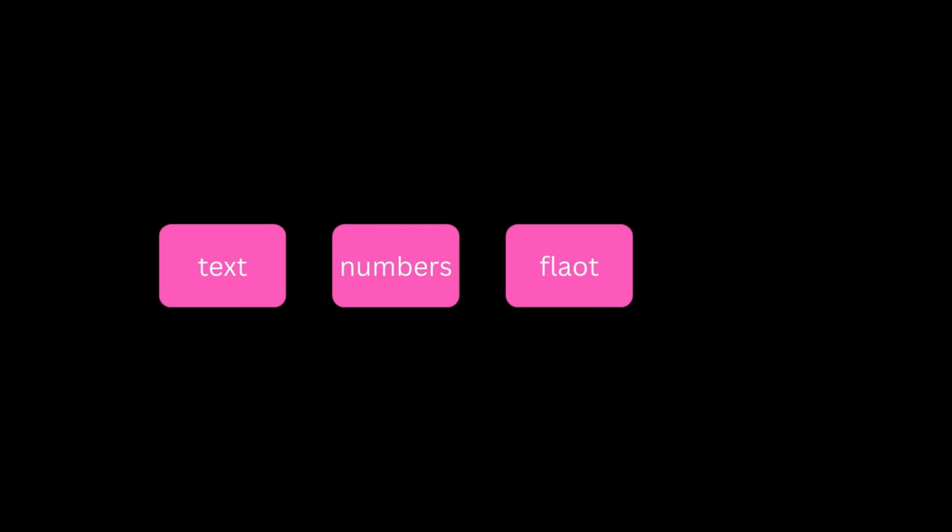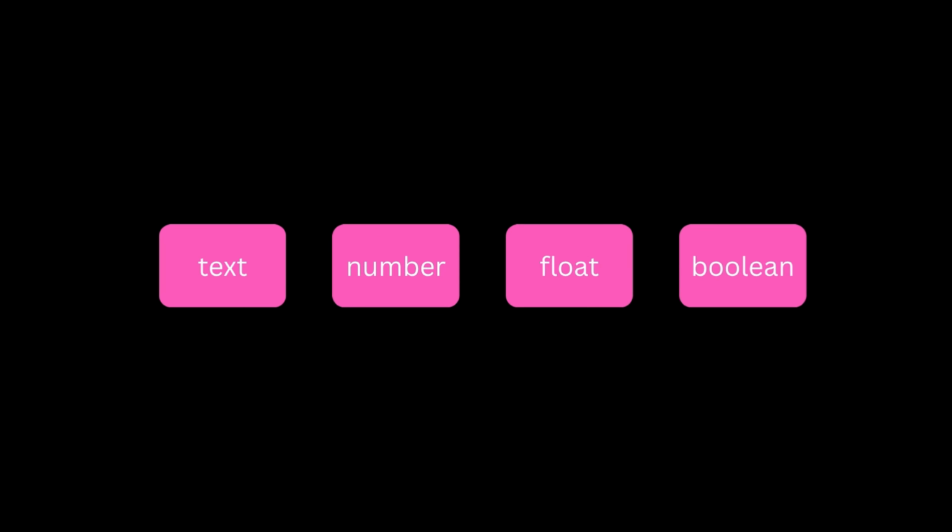In this video, we're going to learn what Python variables are, how they work, and how to use them properly in your programs. A variable in Python is just like a container or a box that stores some kind of value. The value could be text, a number, a decimal, or even a true/false value.